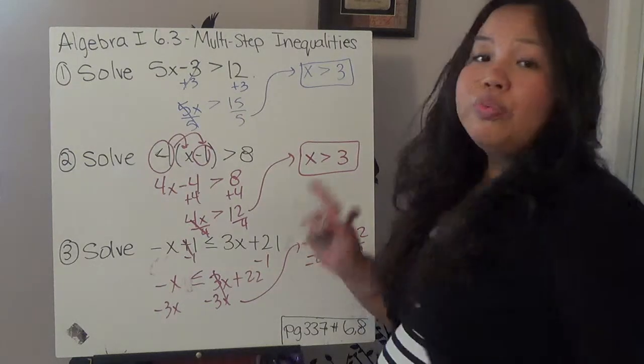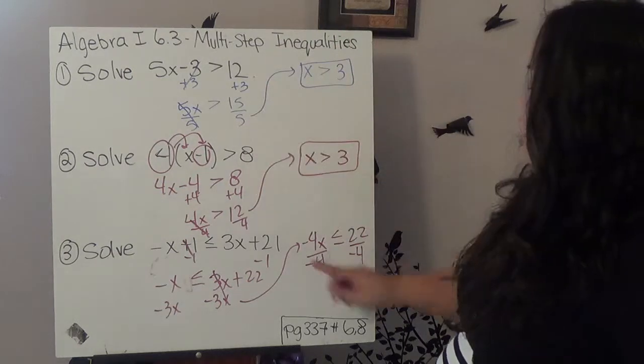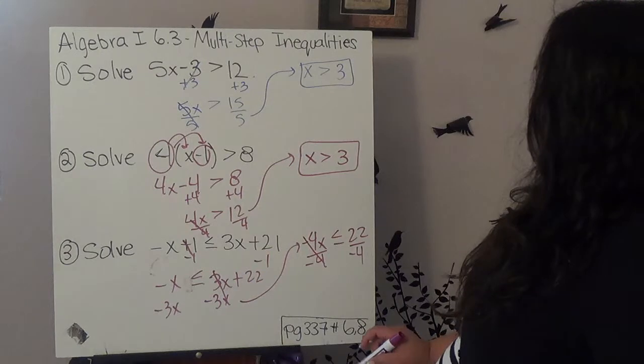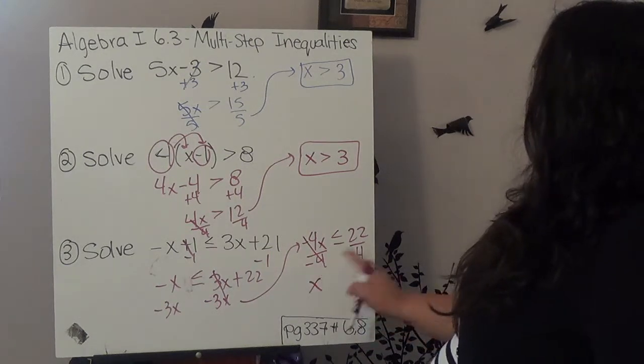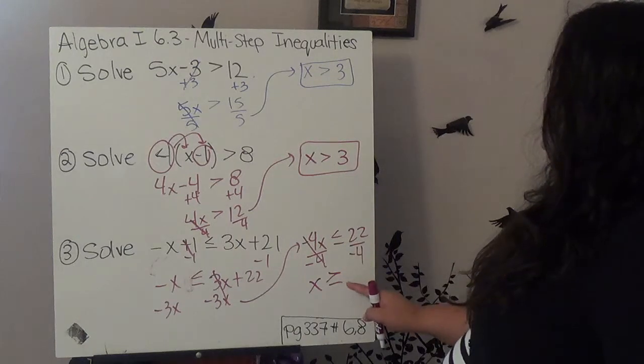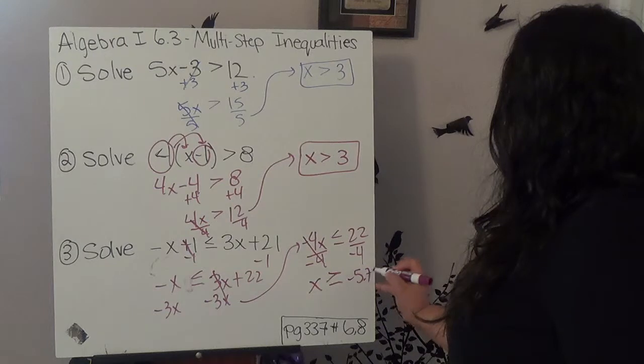Here's where the rule from 6.2 hits. Everything else has been treated like an equal sign, but because I'm dividing by negative 4, these cancel out, and because I'm dividing by a negative, I flip this to greater than or equal to, the opposite. And then 22 divided by negative 4 is negative 5.75.